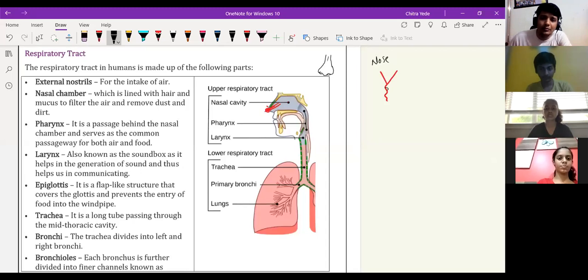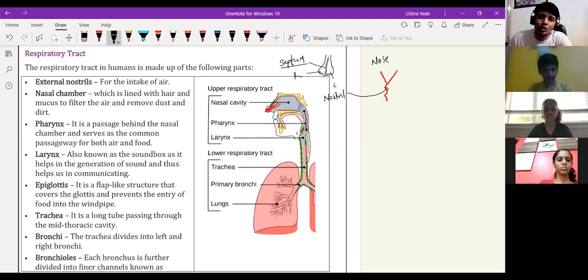Here one cartilaginous structure is present. That cartilaginous structure separates both of the nostrils. It is called the septum, and it is made up of cartilage. Due to the septum we have two nostrils now, one called the right nostril and another called the left nostril. After the nostril we have the nasal cavity.